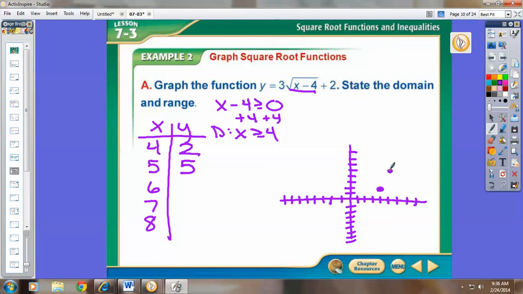Let's put our third number in, 6. Put 6 in for x. 6 minus 4 is 2. What's the square root of 2? 1.4. Okay. So let's do 1.4. We'll round it to the tenths here. 1.4 times 3, 4.2. 4.2 plus 2, 6.2. 6.2.